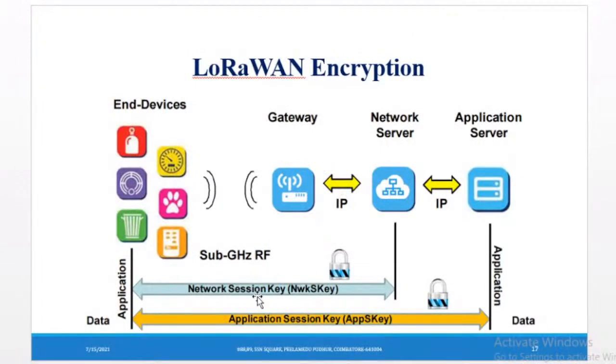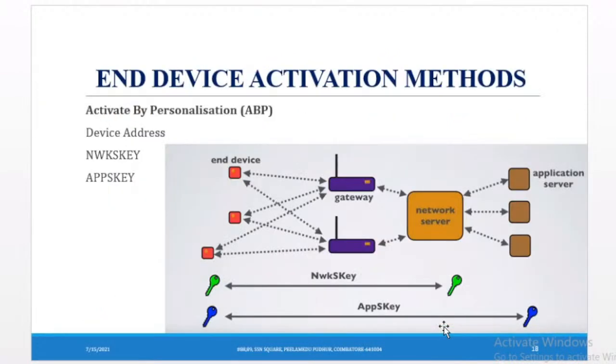Here you can see from the image itself, I'm using ABP mode. The network session key will help me connect to the network server, and in that network I have an application. I can identify that application with the help of the app session key. I'll open that and show it later.